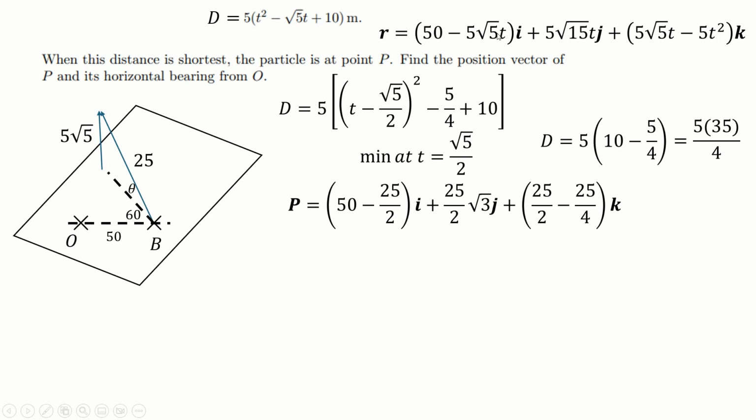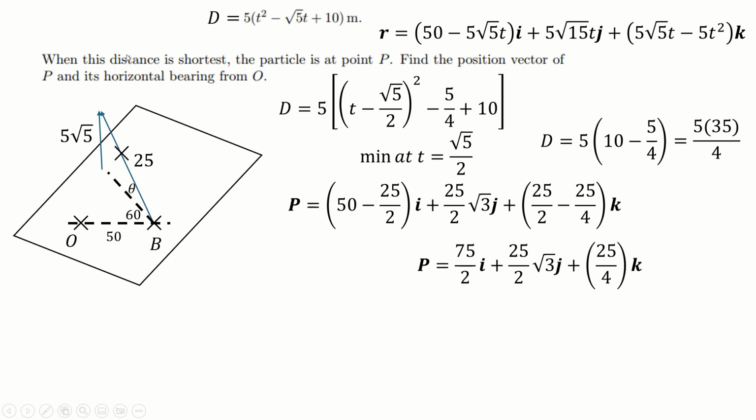A lot of root 5s are very helpful here, right? So root 5 times root 5 is 5, times 5 is 25, and then just divide by 2. And that's what I've done for the rest of it as well. And I guess you can bring those things together and you get something that looks a bit like this. So good, that's where P is. So basically, P is like here, and we're going across this much, up this much, and then out of the page this much. And now, its horizontal bearing from O.